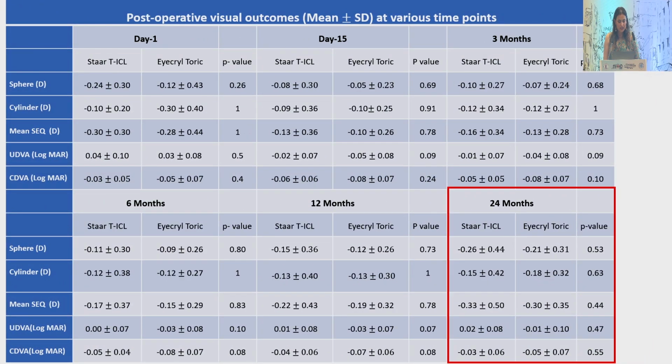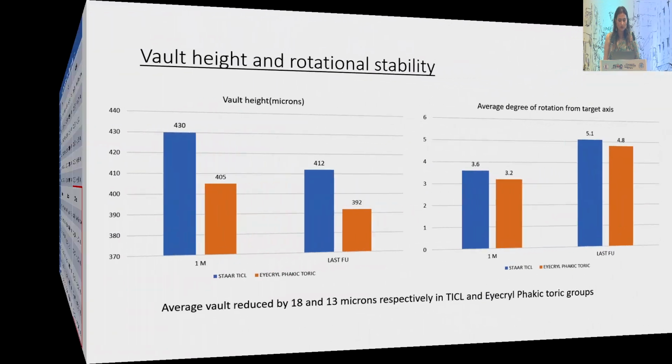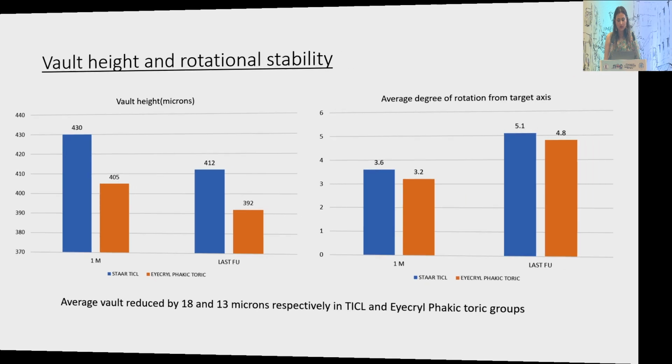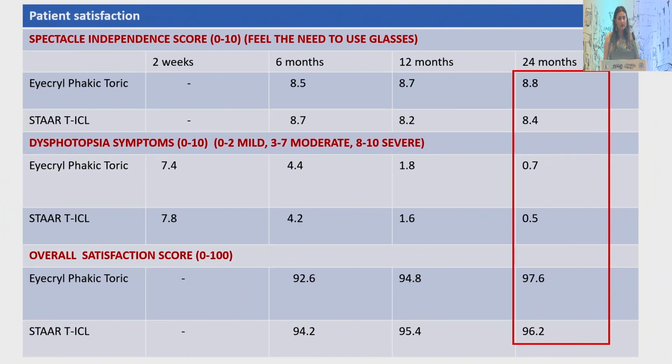Again, the mean values of sphere, cylinder, SE, UDVA and CDVA were also comparable. The vault height and rotational stability was also studied, and the average vault reduced by 18 microns in the ICL group versus 13 microns in the toric phakic group. With regard to patient satisfaction, again, there were no significant differences. We asked them questions about spectacle independence, dysphotopsia symptoms, and overall satisfaction score.